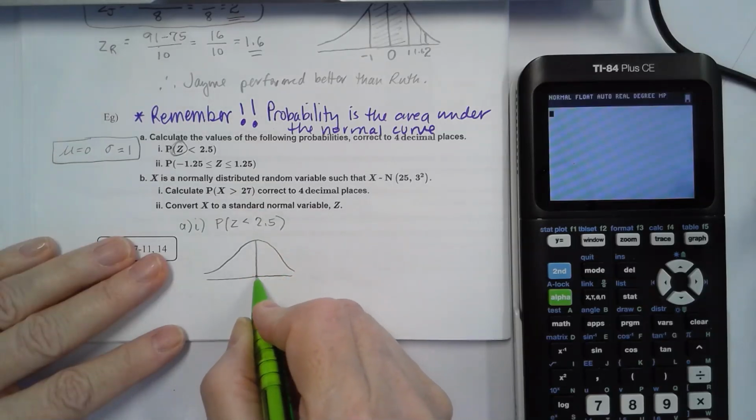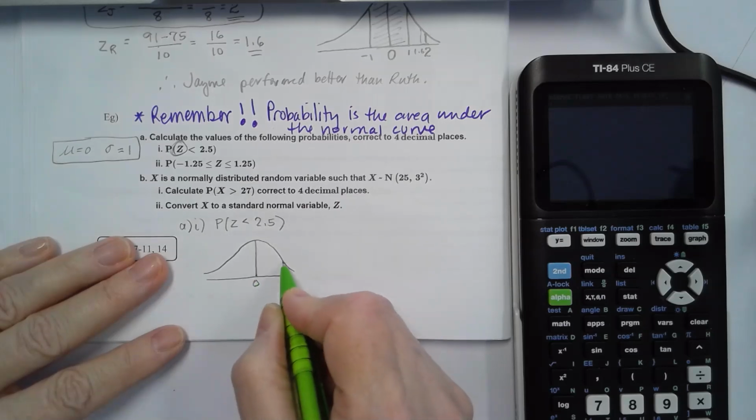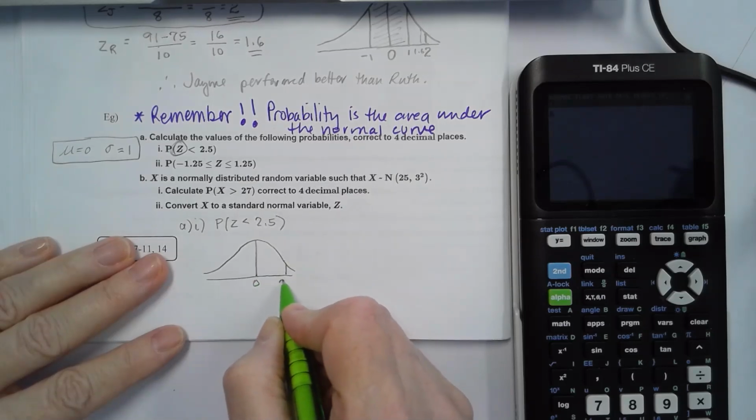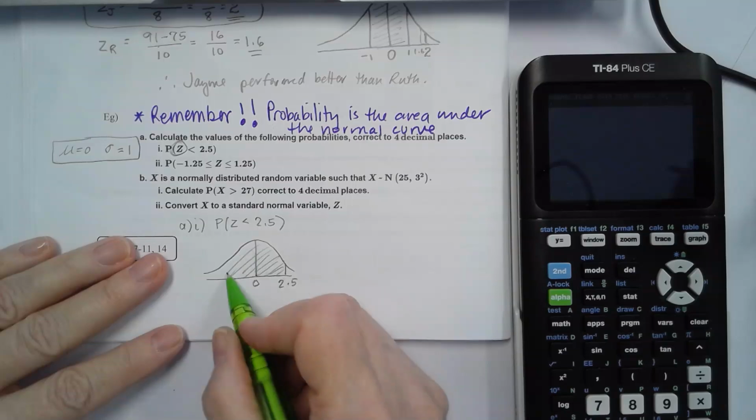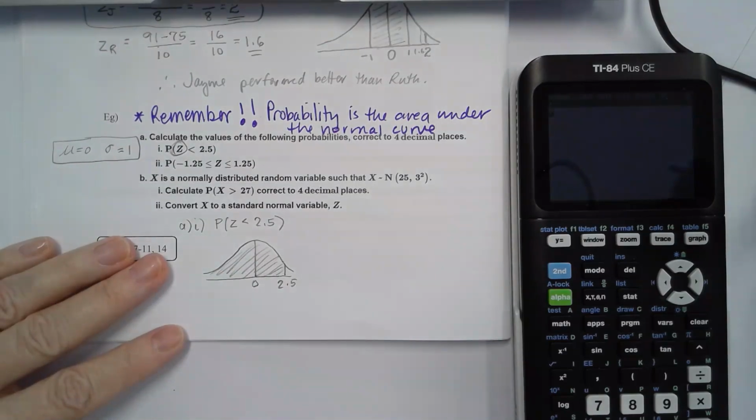What's the mean? 0. 2.5 is way up here, agreed? And it's saying, what's the probability that it's less than that? So that's going to be a huge number, do we agree? Something really close to 1.